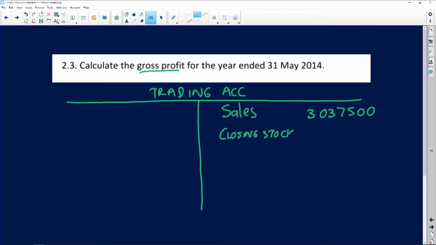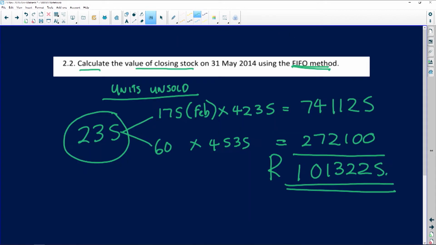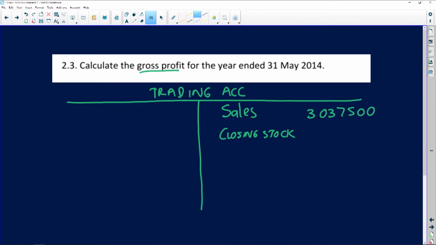The next item is our closing stock. So remember, guys, closing stock goes on the credit side of your trading account, and your closing stock was the figure that we calculated earlier on. So remember, the value of stock unsold, 101,325. So let's fill that in, 101,325. And remember, guys, even if you may have made a mistake with the calculation, this is normally a method mark. You're not going to get penalized twice.